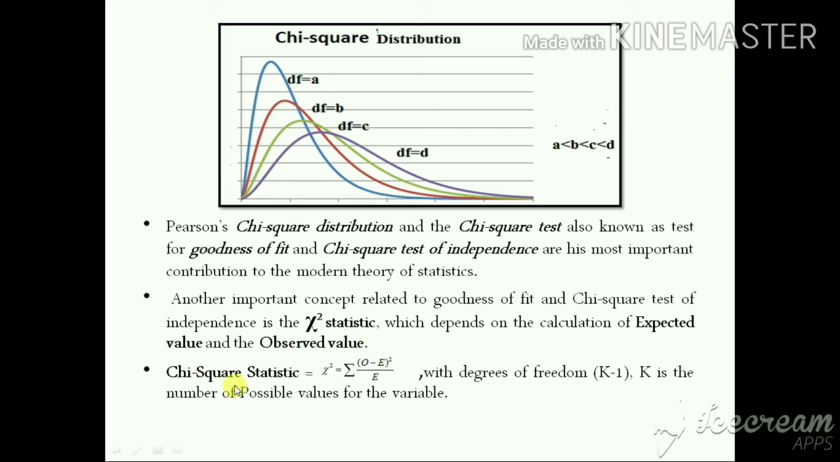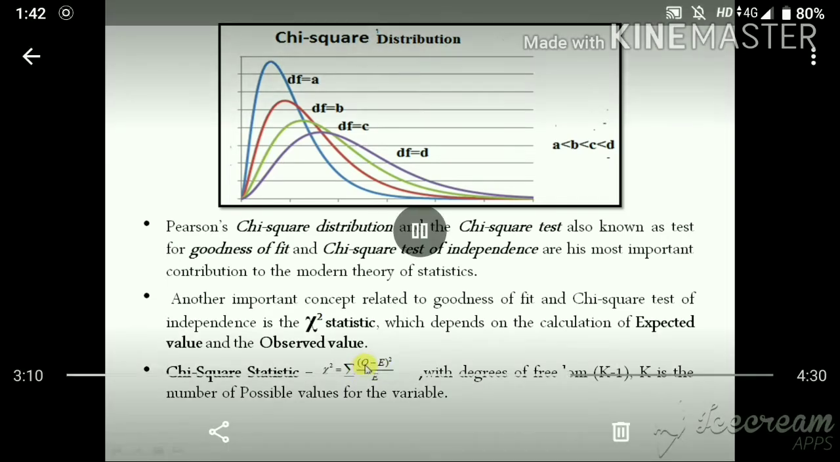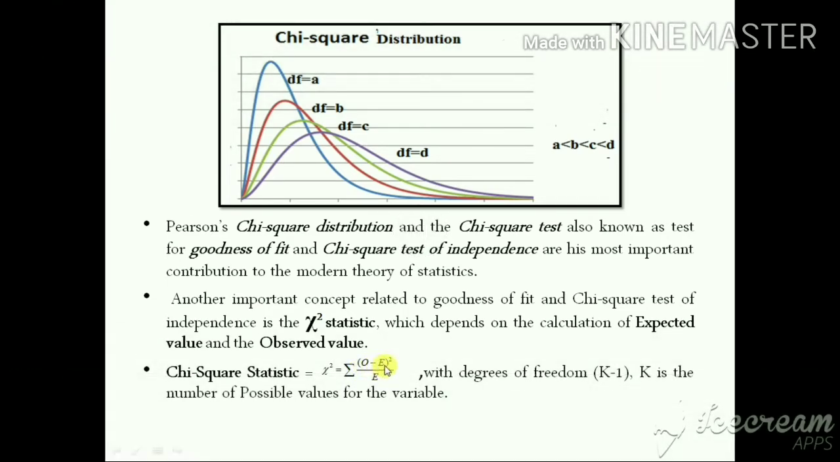And the formula is chi-square equals the summation of observed value minus expected value, or observed frequency minus expected frequency, squared, divided by expected frequency, with degrees of freedom k minus 1. K is the number of possible values of the variable. So this is the most important formula. On the basis of this formula, we are able to do many things.